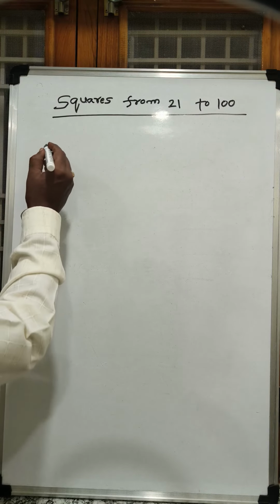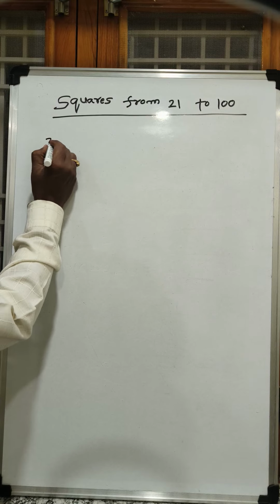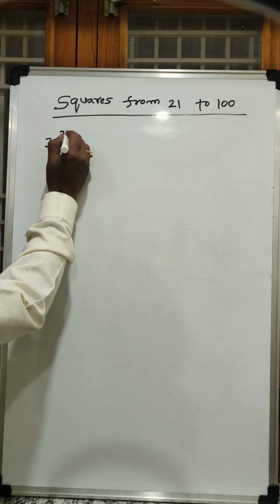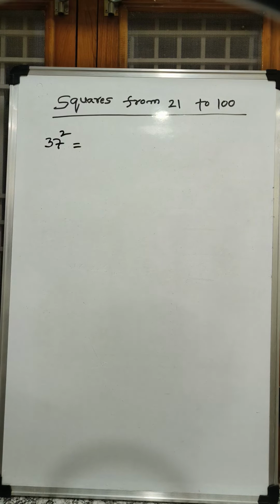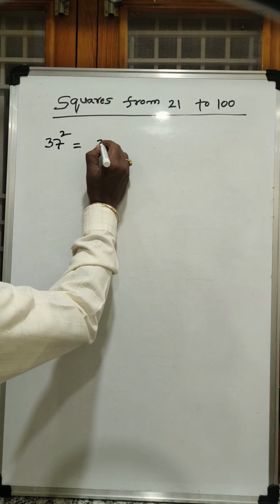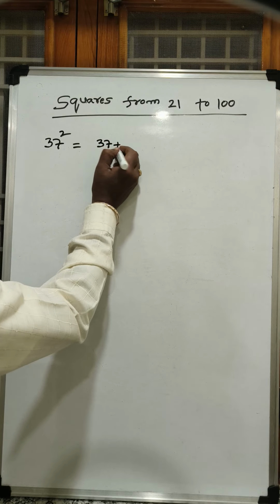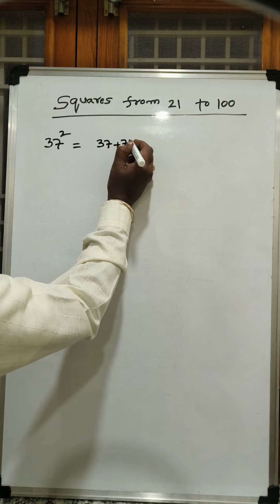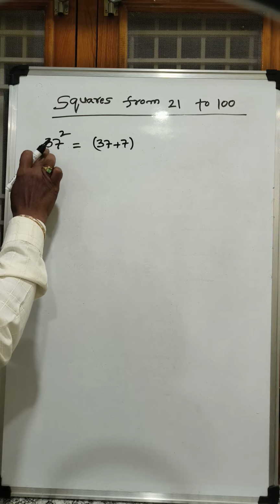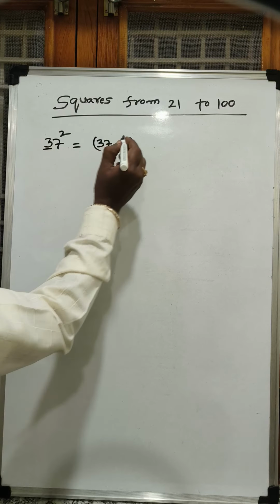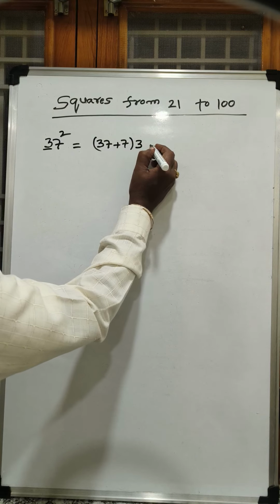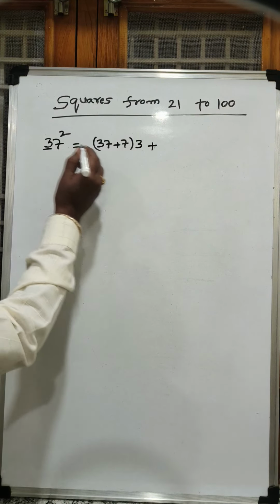I will take a number, 37 square. So how can we use a small trick to do the square of 37? Just write 37 plus 7, into 3 times. Here you see it is 3 times, plus 7 square.